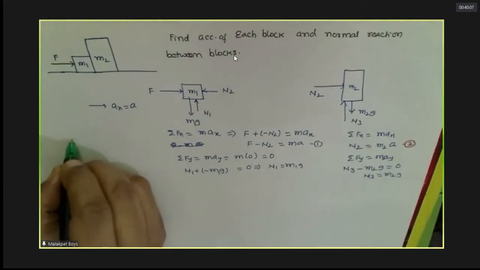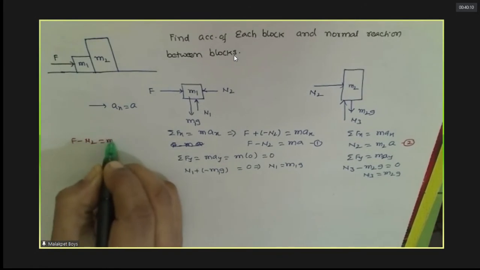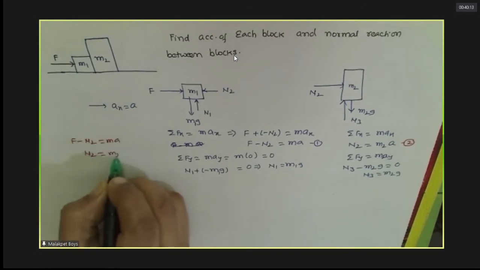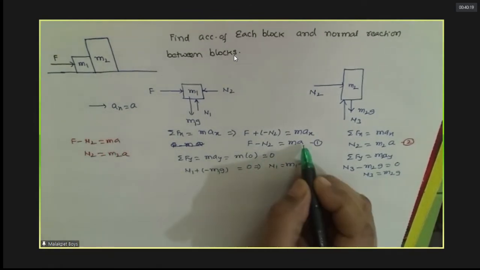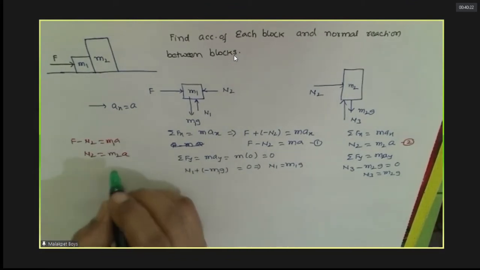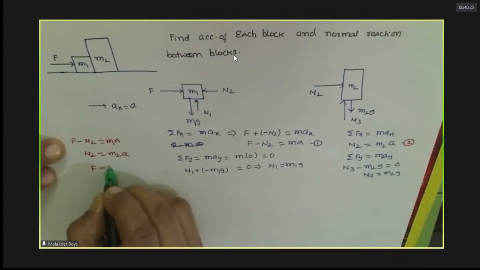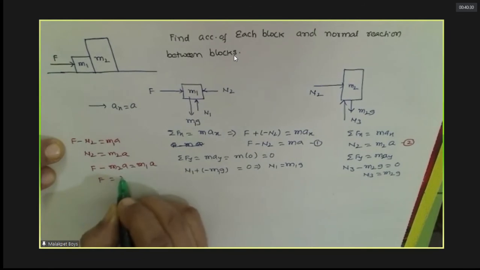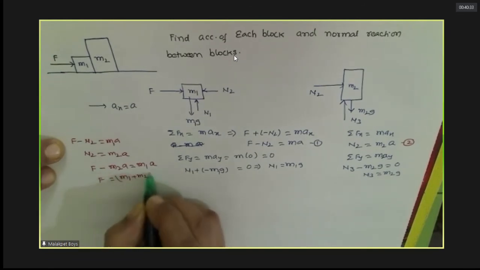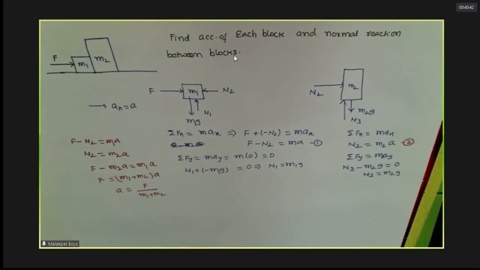the two equations now, what are those? N2 equals M2A. This is M1A. Great. So substitute here, you will get this. Understood this? Any doubt is there? No, sir, this is clear.